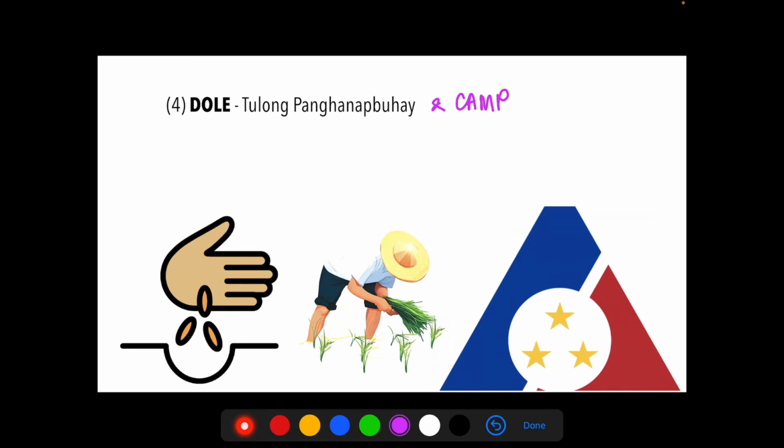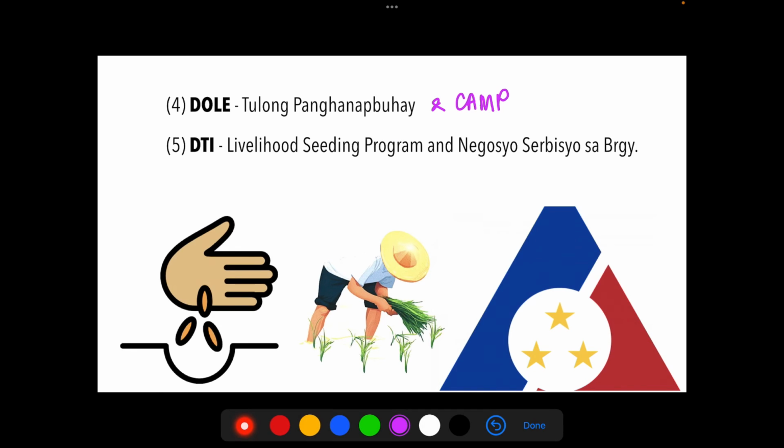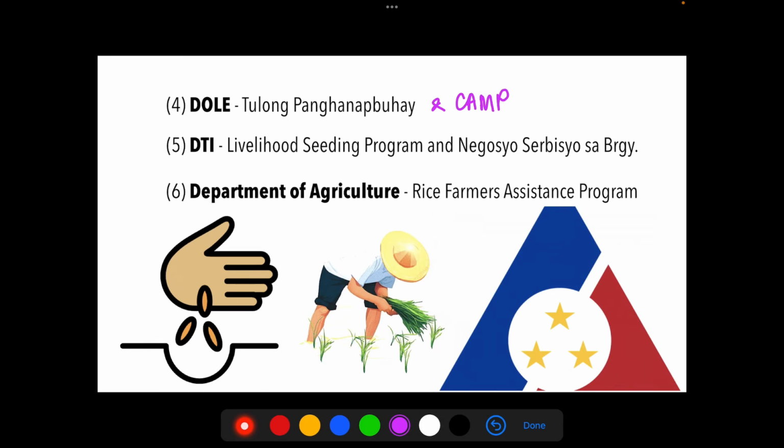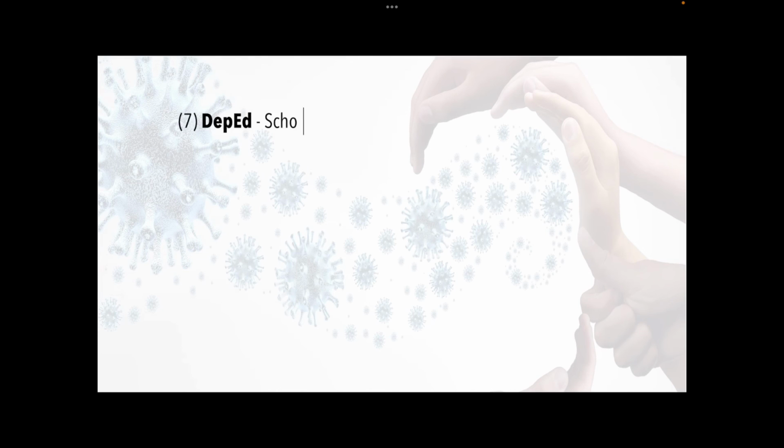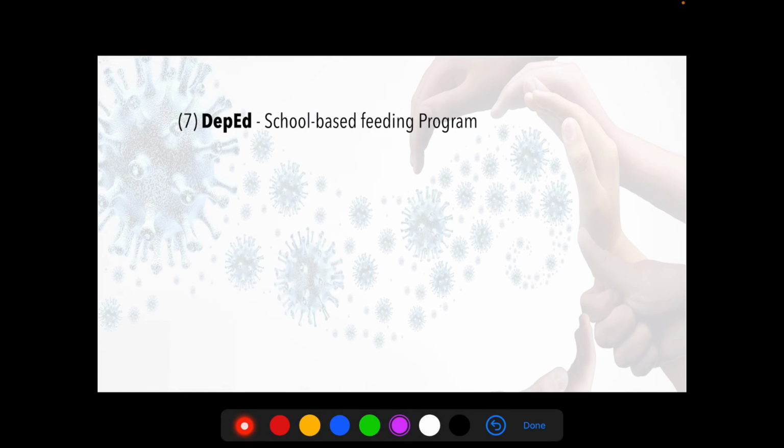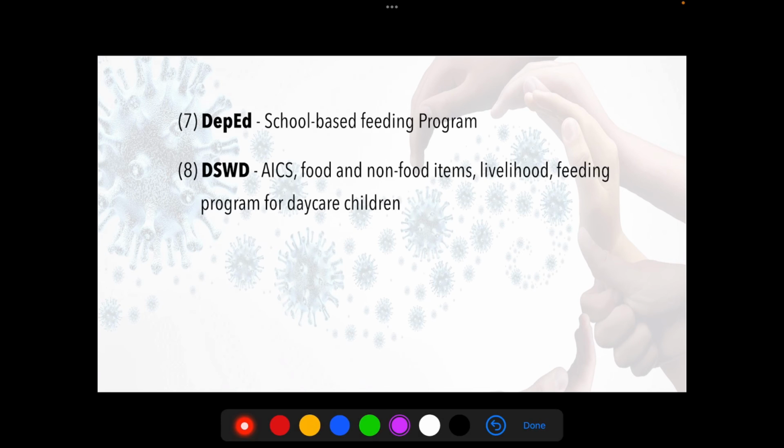Next one, under the Department of Trade and Industry, so we have the Livelihood Seeding Program and Negosyo Serbisyo sa Barangay. Next, under the Department of Agriculture, Rice Farmers Financial Assistance Program. For the DepEd, or the Department of Education, so we have School-Based Feeding Program, and also under various Department of Social Welfare and Development Programs, such as the Assistance to Individuals in Crisis Situations, or the AICS. So again, that's Assistance to Individuals in Crisis Situations.